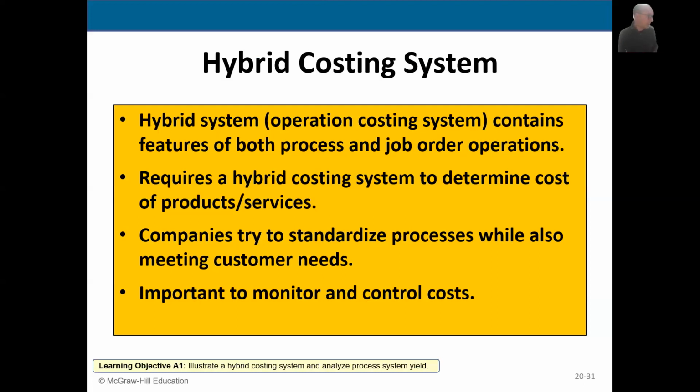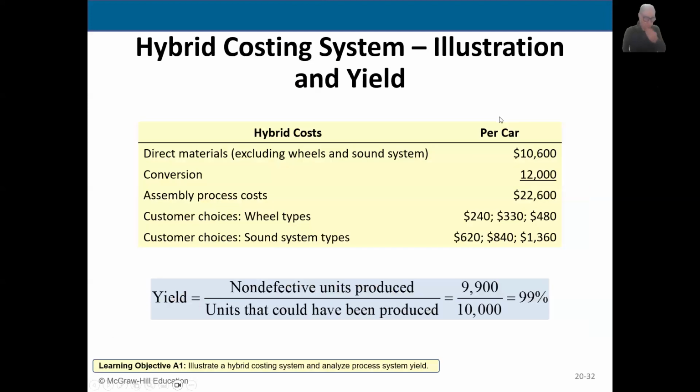Some companies try to standardize the process, but also meet the customer's requests through this joint system. An example of this would be Coca-Cola has a large grocery store customer that has requested a special batch of Coca-Cola where the label has the grocery store's name on it, right? They would use a hybrid costing system for that. Just kind of show you why it would exist, why it's used. Here we have a hybrid cost system example.